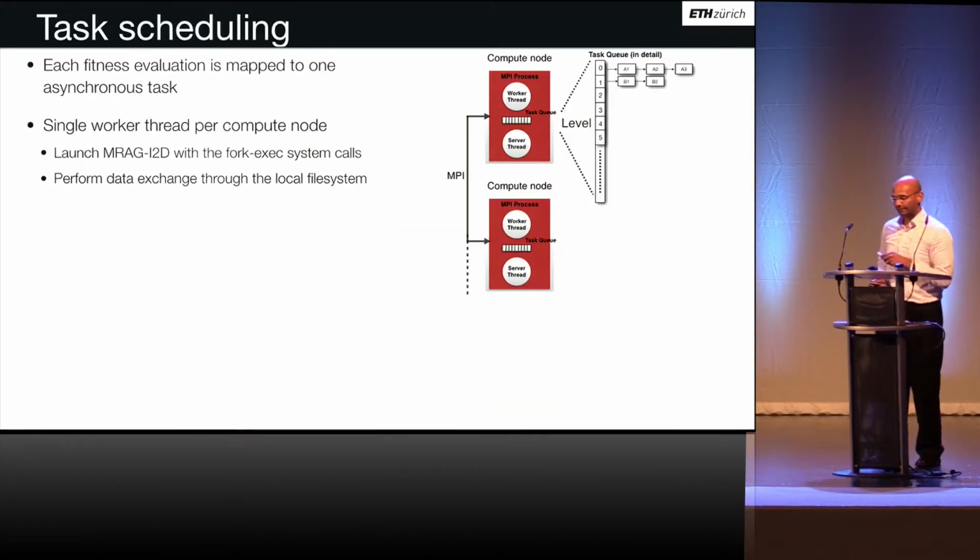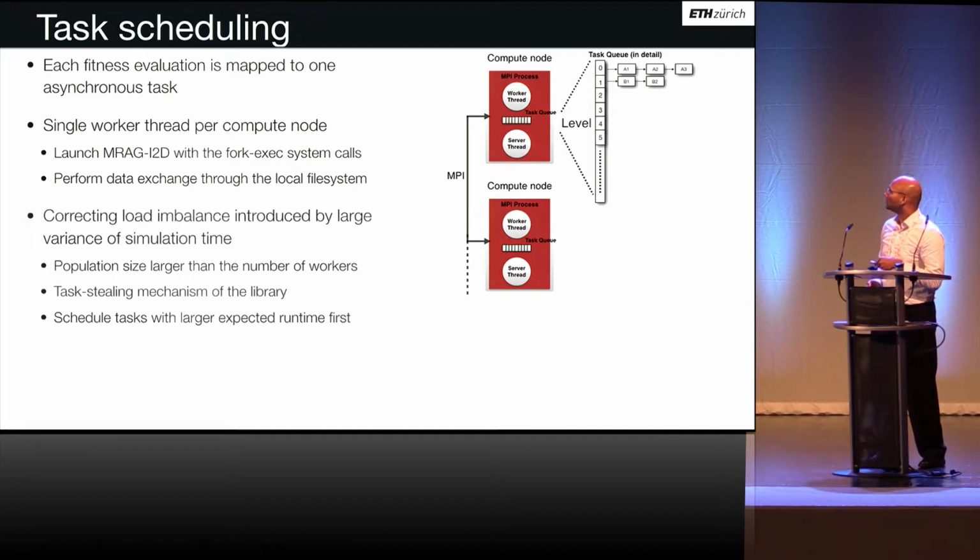Okay, the way this works is there's a number of worker threads generated, and each compute node gets 1. Every time the worker completes its task, a server thread asks all the other workers if there's some leftover work that they can steal from them. Okay? And this basically means that the number of simulations we launch has to be larger than the number of workers. And another way of saving time is we schedule the simulations that we expect to take the longest to run first. Okay?